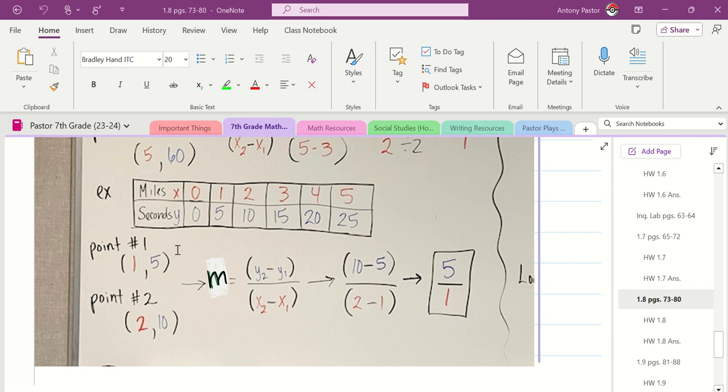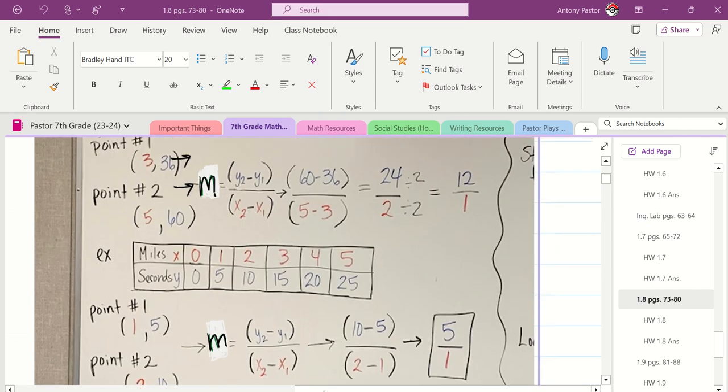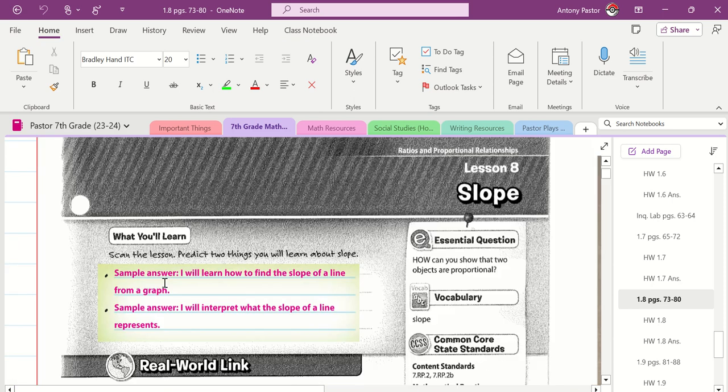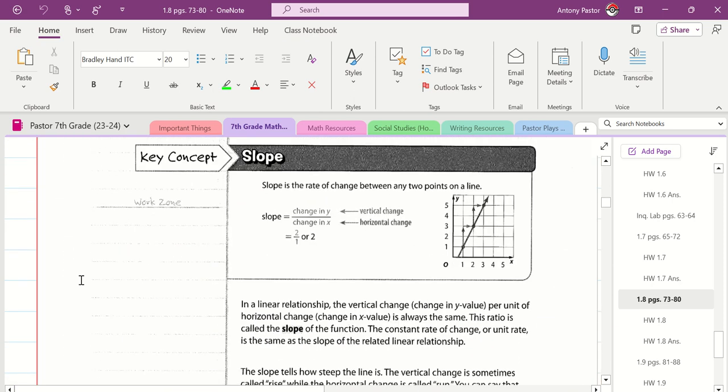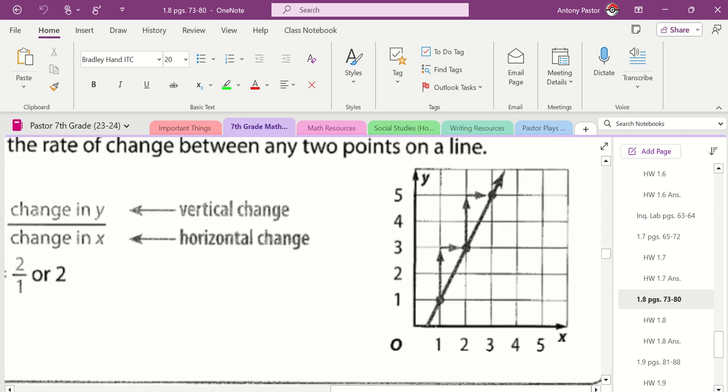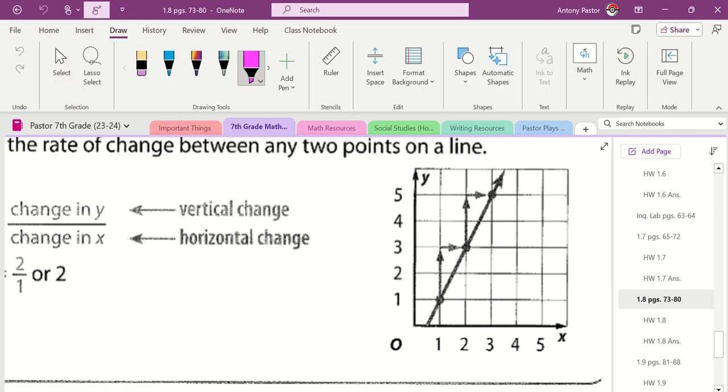All right, continuing on. So let's look at this. Slope is the rate of change between any 2 points on a line. So again, the top part is our rise, or vertical change. Like how much did we go up? So I'm going to zoom in on this. So one way we can do this, and I'm going to highlight this here in a second, would be rise over run. So here's our line.